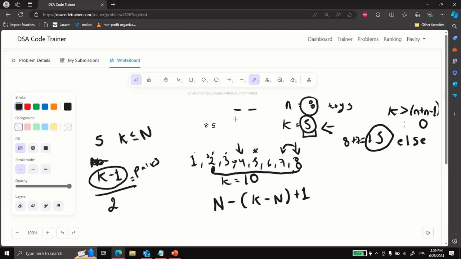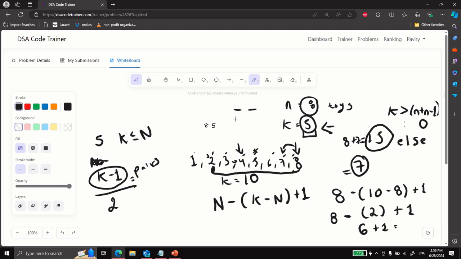It's going to be 1, 2, 3, 4, 5, 6, 7. So we're counting 7 numbers. Let's see if this satisfies. It's going to be 8 minus (10 minus 8) plus 1. So it's 8 minus (10 minus 8, which is 2) plus 1. So 8 minus 2 is 6, plus 1 is 7. So this is the number that we have in order to form the 10.